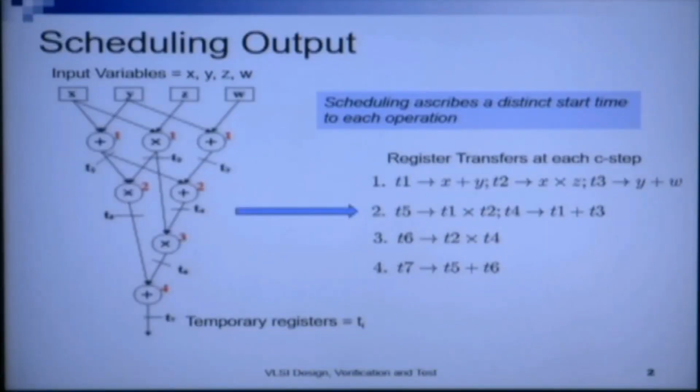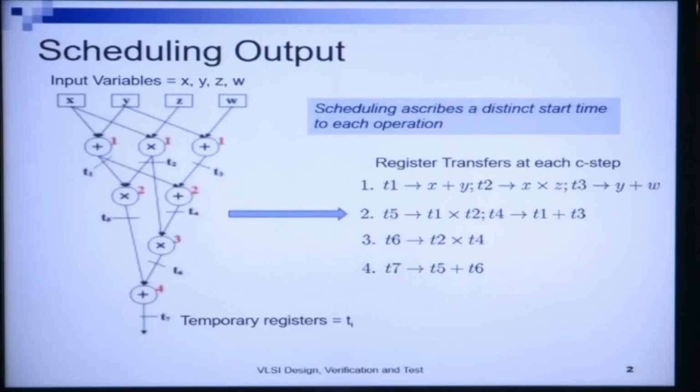So, what do we have at the output of the scheduling step? At the output of the scheduling step, we have distinct time steps assigned for each operation. So, we have a scheduled operation constraints graph. Here we have an arbitrary operation constraints graph.